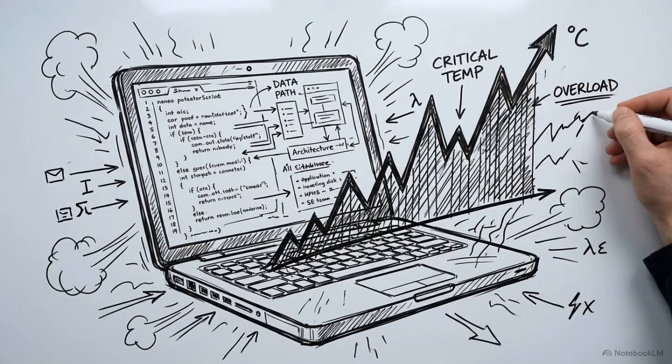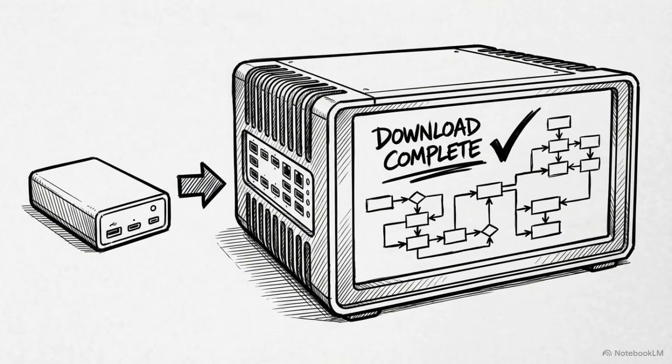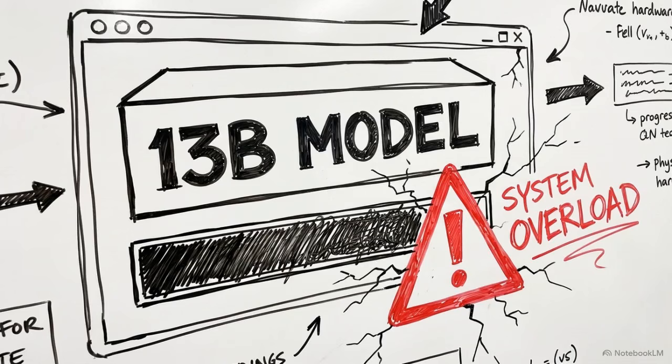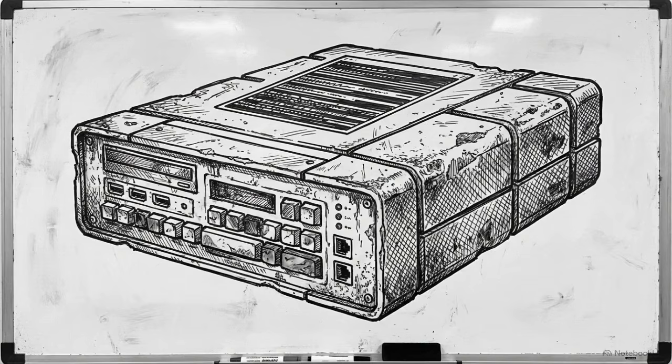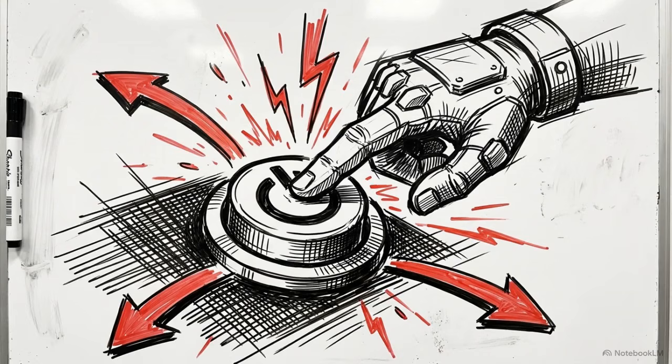We have a hardware problem in 2026. Massive artificial intelligence models are splintering the strict physical limitations of consumer hardware. Open-weight models now match the reasoning of proprietary giants. You can download graduate-level intelligence directly to a standard hard drive. But forcing a 13 billion parameter model onto a budget laptop triggers severe system crashes, frozen applications, and forced reboots.